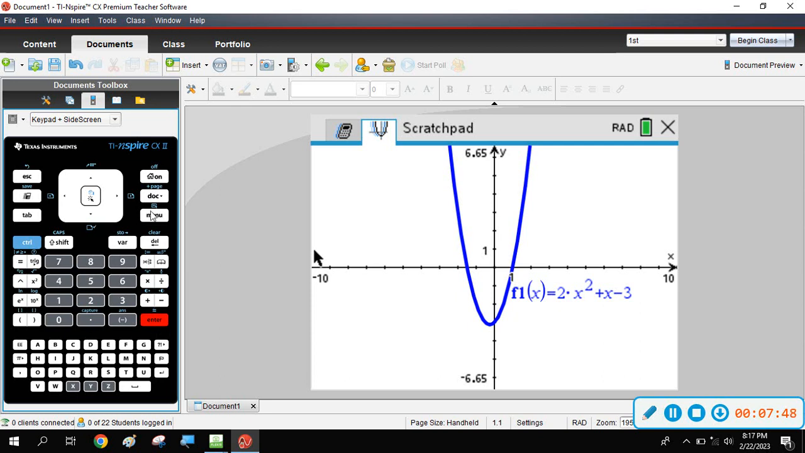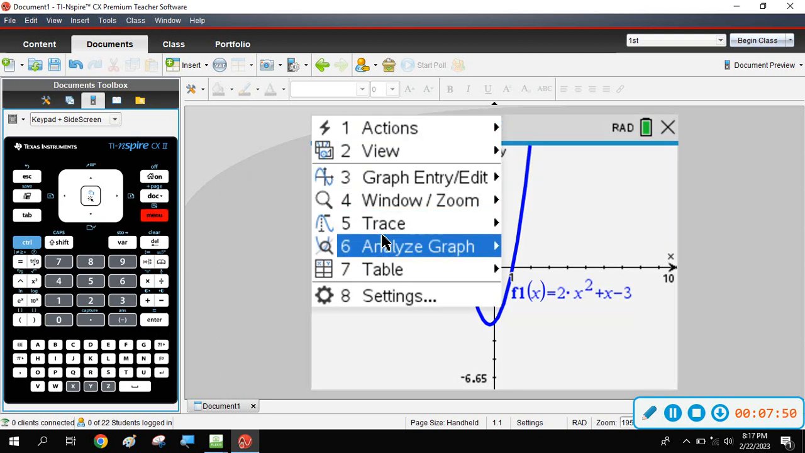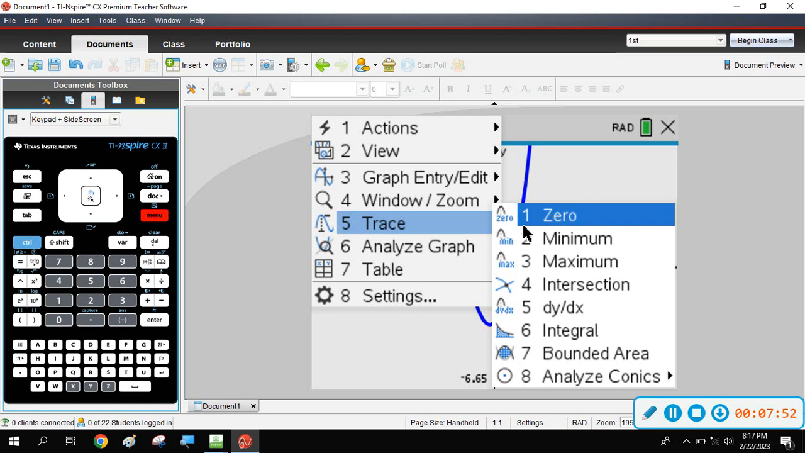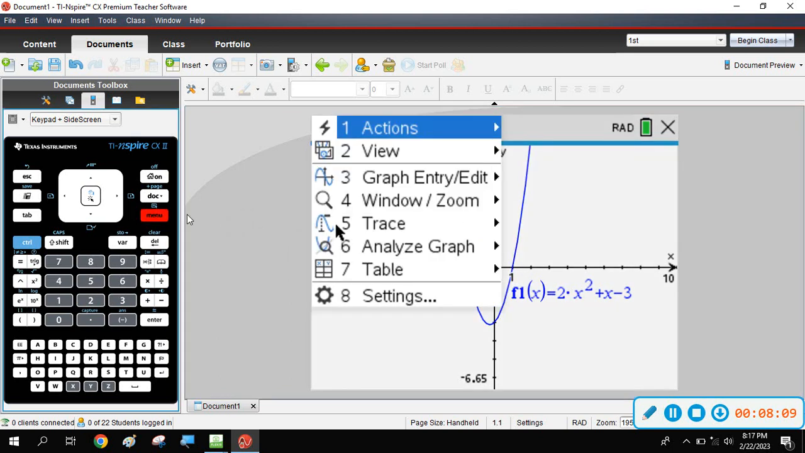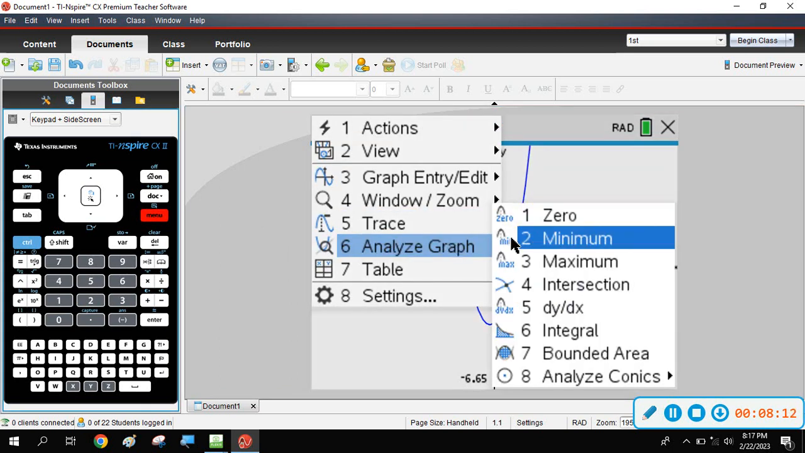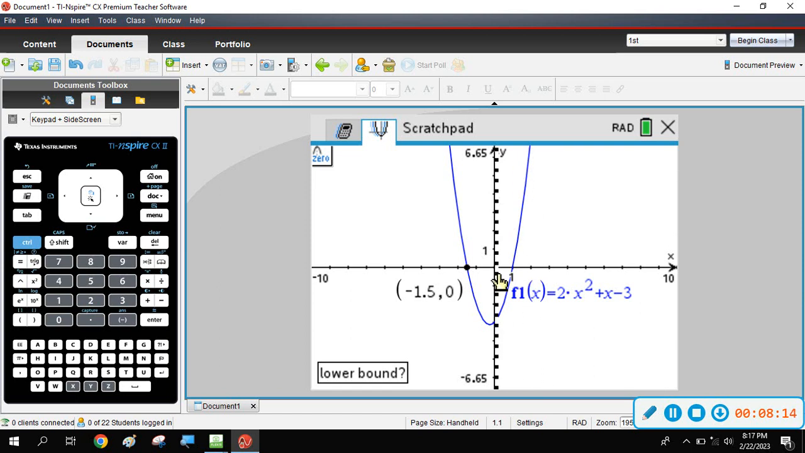And so we'll go menu, analyze graph. I want the zeros, right? So lower bound goes here, upper bound goes here. All right, so there's one of my answers, 1.5 comma 0. Okay. And let's do the same thing and get the other answer. Menu, analyze graph. And there we go. Lower bound goes here, upper bound goes here. My other 0 is 1 comma 0.